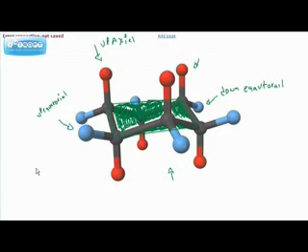Depending on whether or not the substituents are all on the same plane, whether they be axial or equatorial, we refer to them, and this is a little bit of nomenclature, as either being cis or trans. Cis meaning on the same side, and trans meaning on opposite sides of the plane that I've just created on this molecule. What do I mean by that?